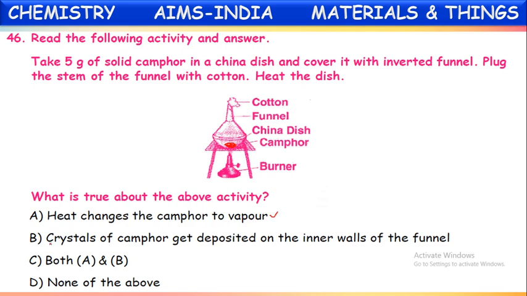This is correct. The next one: crystals of camphor get deposited on the inner walls of the funnel. This is also correct, because on heating, the camphor starts evaporating and comes into the funnel. When it touches the cooler area of the funnel, it solidifies again on the inner surfaces. So we say crystals of camphor will be formed on the inner walls of the funnel. This is also correct. Now what will be the correct answer? Both.